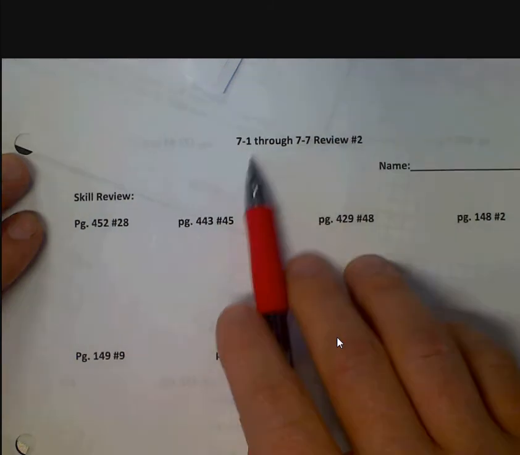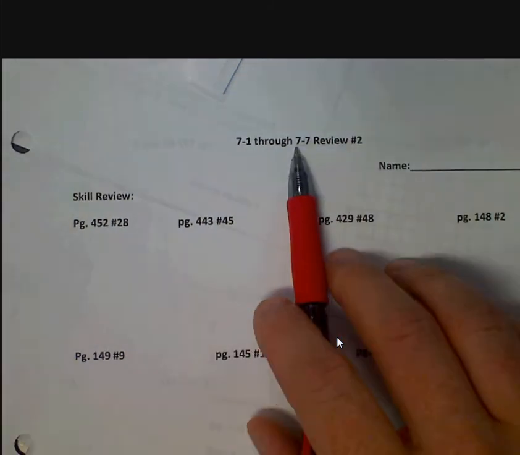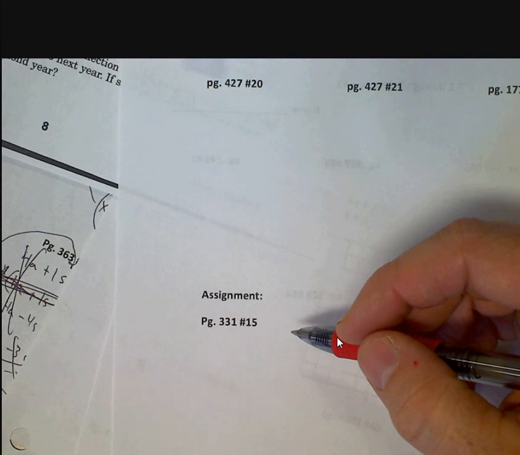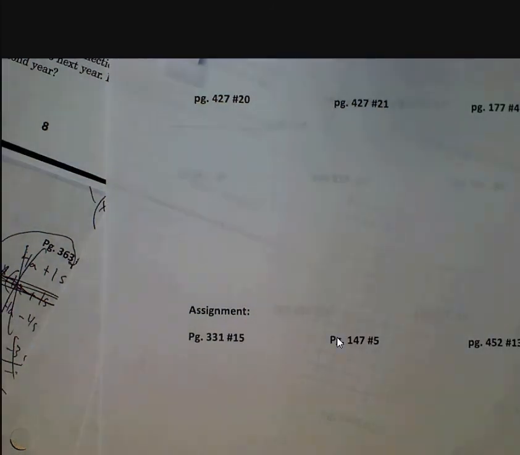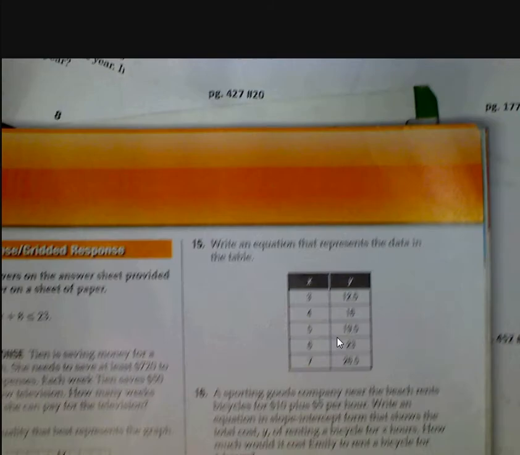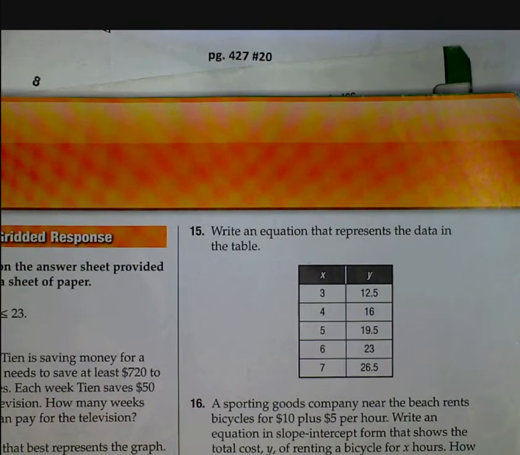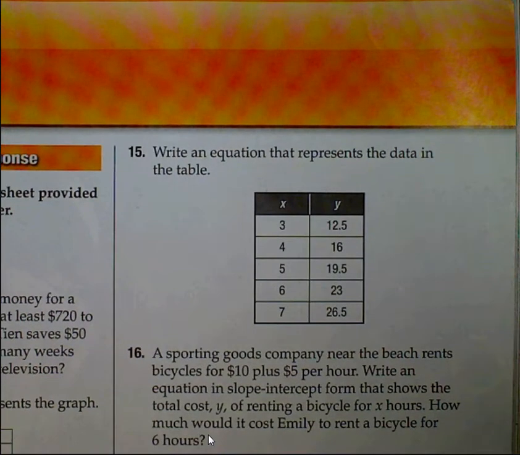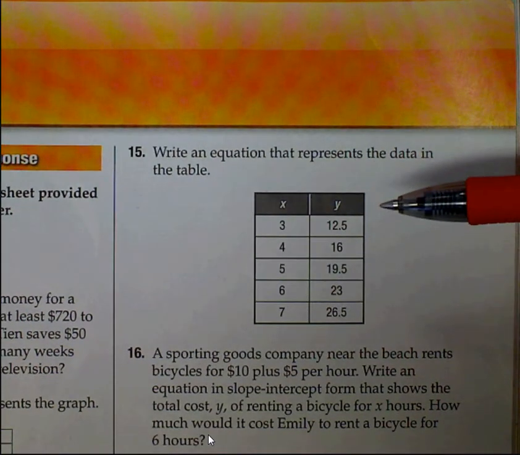All right, we are on 7.1 through 7.7, review number 2. We are on page 331, number 15. It says, write an equation that represents the data in the table. The first thing I have to do is figure out, is it linear or is it exponential?